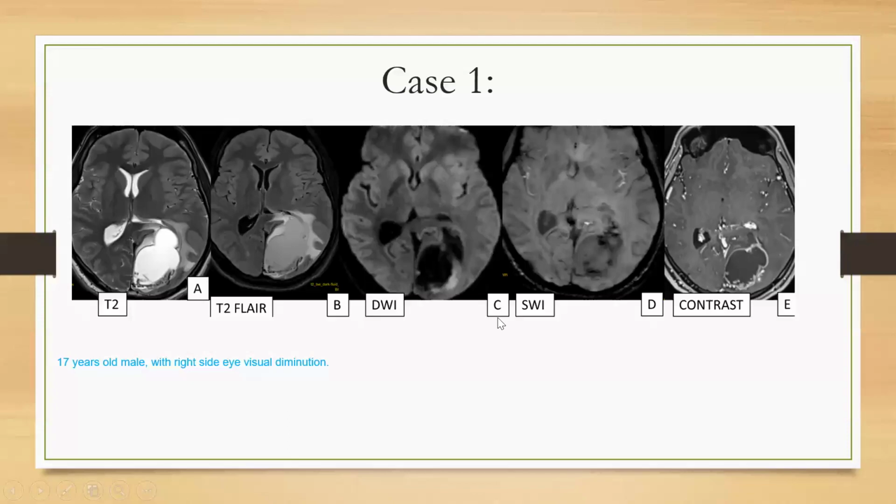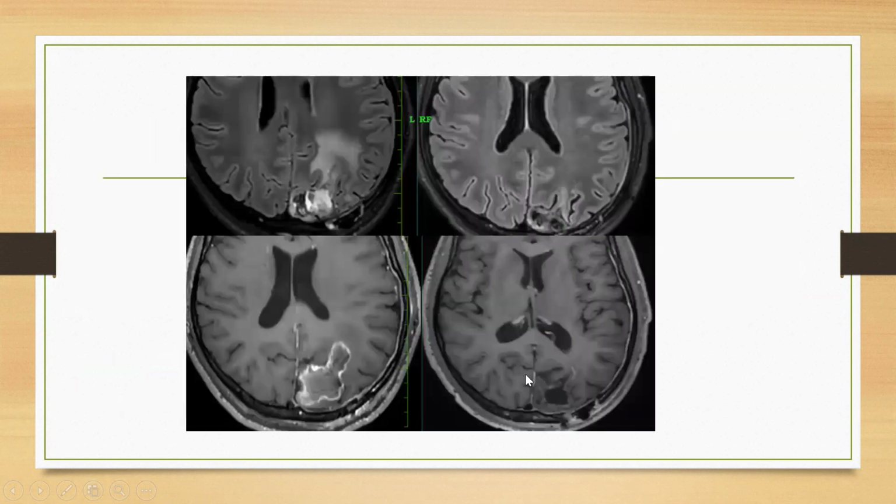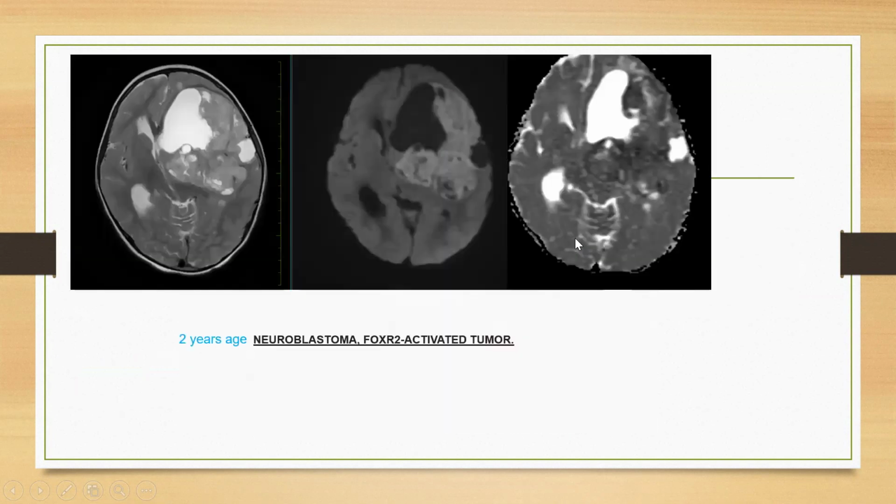And heterogeneous contrast enhancement is there. This tumor was surgically excised, and on NGS it turned out to be a primary CNS neuroblastoma, FOXR2 activated tumor. This is a new tumor described in the latest WHO 2024 classification. This tumor was surgically excised, and this is the post radiotherapy image, and there is complete resolution of changes.